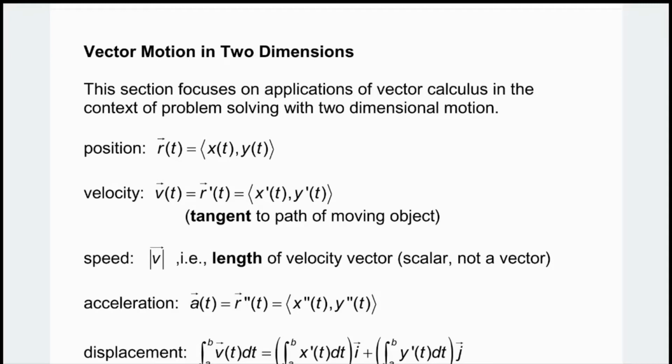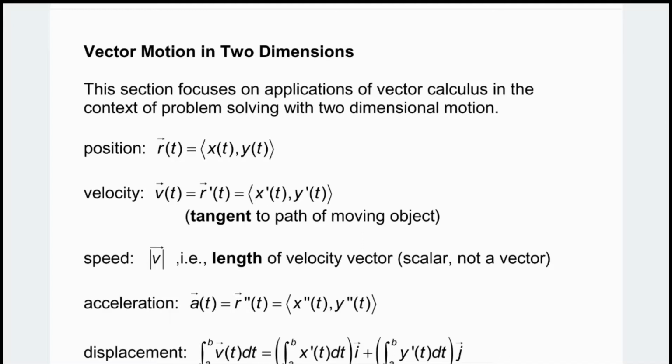This is AP Calculus BC, and in this video, I'm going to talk about vector motion in 2 dimensions. Last time we started talking a little bit about vector calculus, and we got into the idea at the very end of taking derivatives of vectors and taking integrals of vectors. So now we're going to just do some simple applications of those ideas.